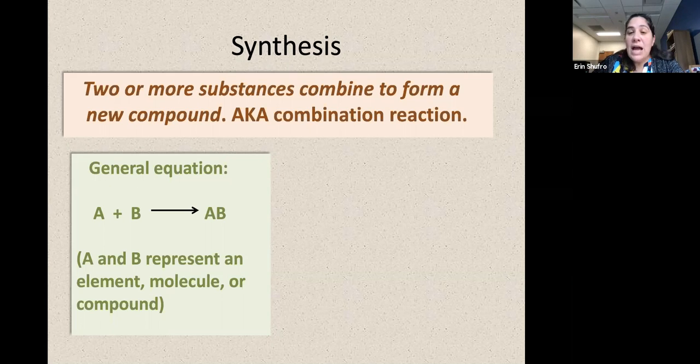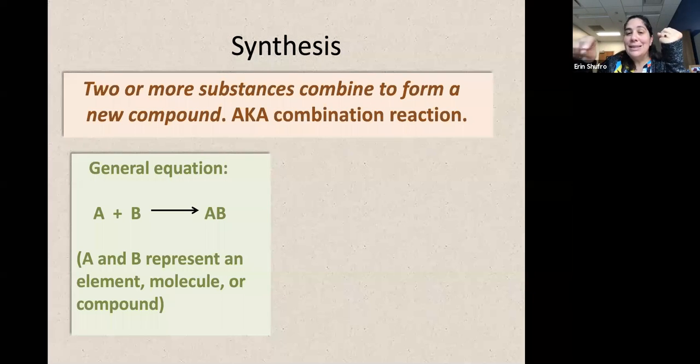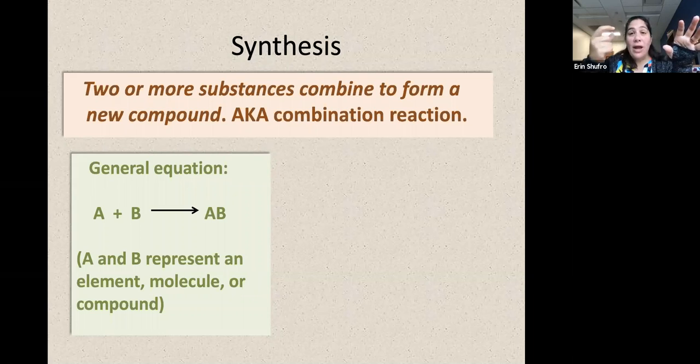In a combination reaction, you will have two or more reactants and only one product. The way to easily identify a synthesis or combination reaction is that you will have two or more reactants, only one product. If you have more than one product, you don't have a combination reaction. Remember, a synthesis or combination reaction is two or more things coming together to make one thing.